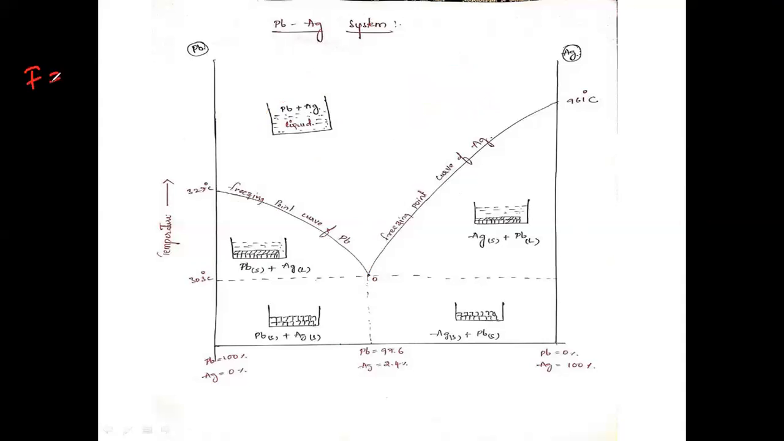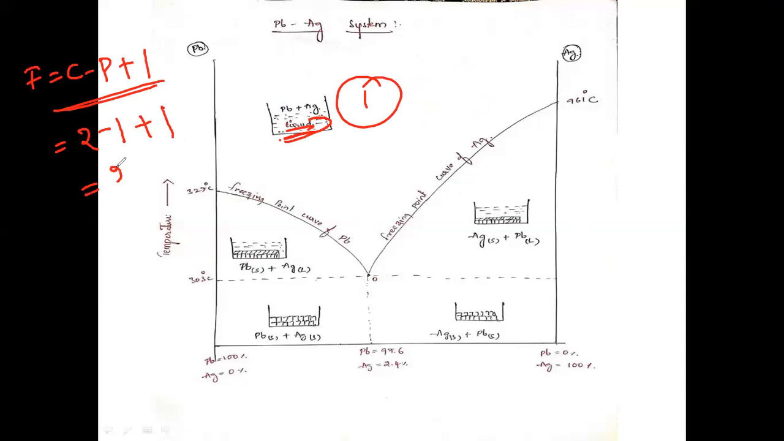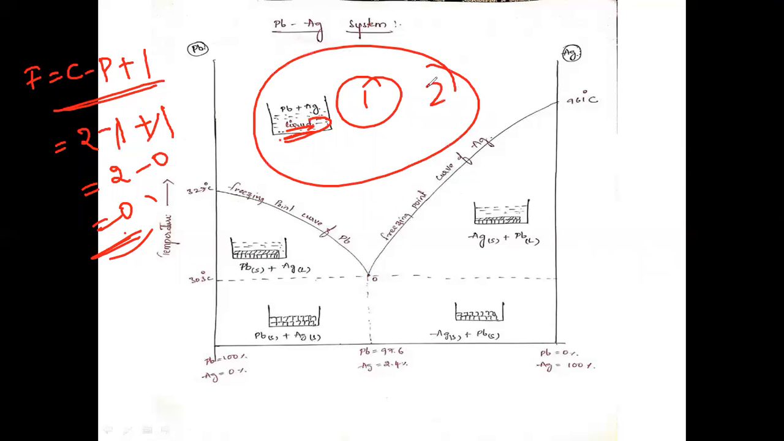So F is equal to C minus P plus 1. This is the degrees of freedom formula for the bicomponent system. So now number of components: two components are there. Number of phases: here only one phase is there, that is the liquid phase. So now you will get 2 minus 1 plus 1, you will get 2 minus 0. That means F is equal to 2 here. That means in this region, the degrees of freedom is 2 here.